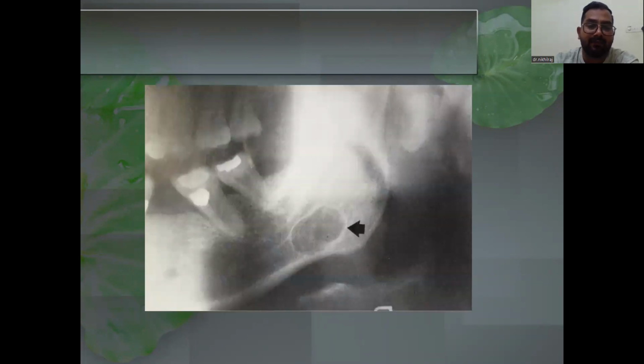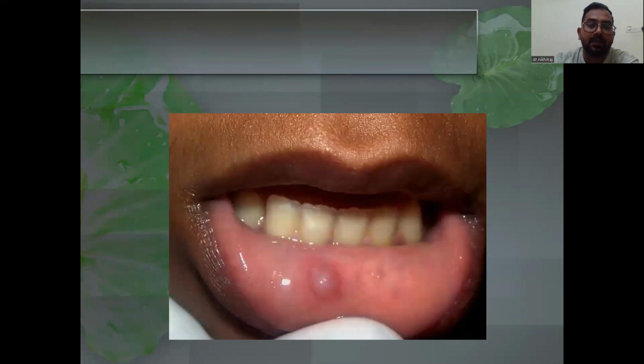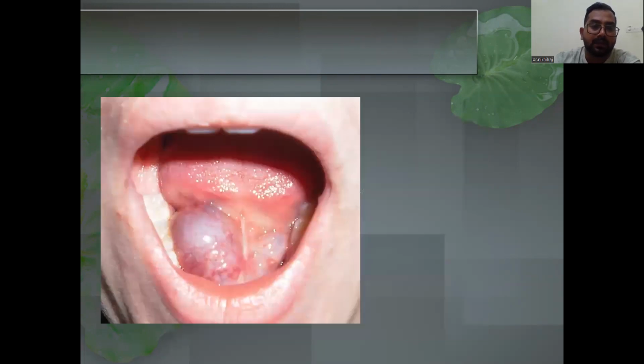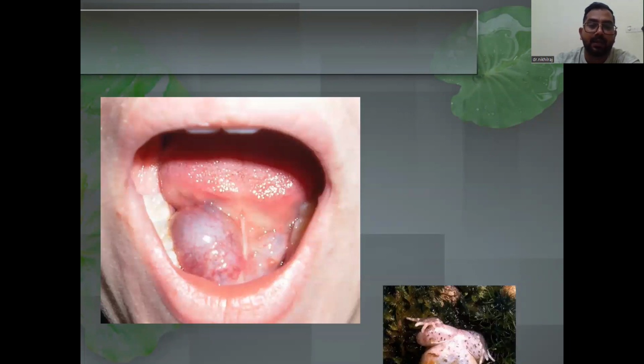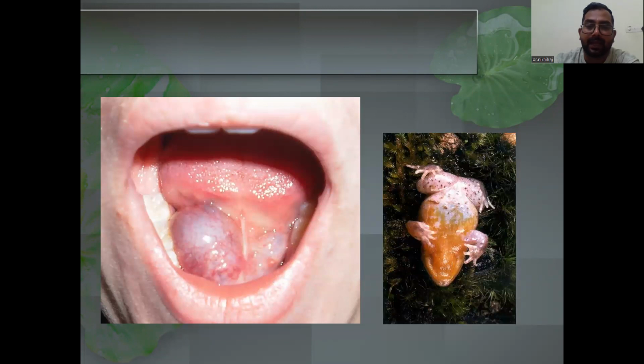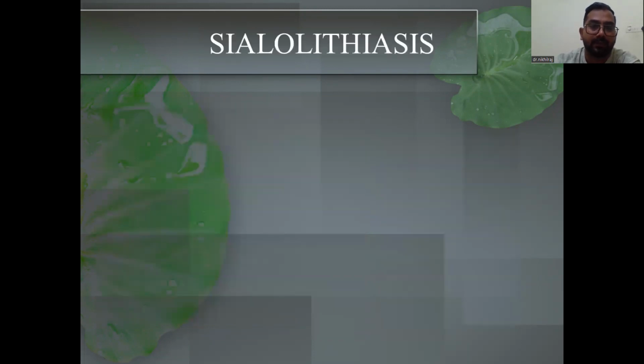Moving over, this is the Stafne cyst, which you can see. And this is a mucocele. This is a clinical picture of a mucocele. And this is a clinical picture of a ranula, and this is sublingual swelling. See, this looks like a frog belly appearance. You can see there is a frog belly, the same kind of clinical appearance you can see over here.